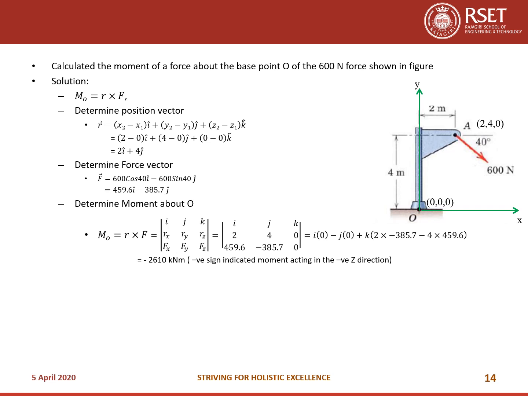So what is the negative sign? The negative sign indicates the moment is acting in the negative z direction. That's it. It is a clockwise moment, so it is acting in the negative z direction.